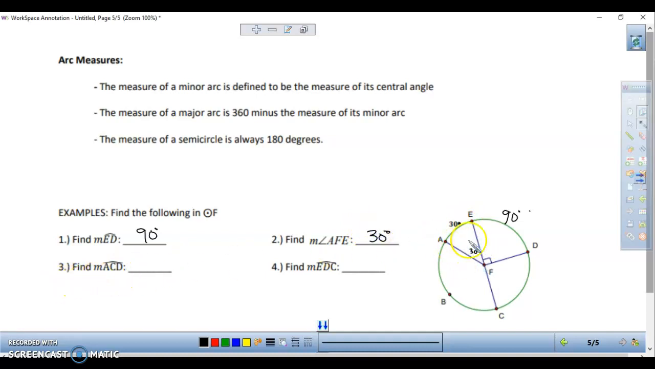Find the measure of arc ACD. So from A through C to D. Now check it out. It's everything except this 90 and 30 from 360. So I'm just going to do 360 minus 120 degrees, because that's my 90 and 30, which gives me 240 degrees. And then the last question here is find the measure of arc EDC. You'll notice that is half the circle, so that's just 180 degrees.